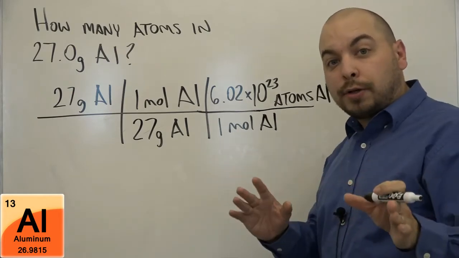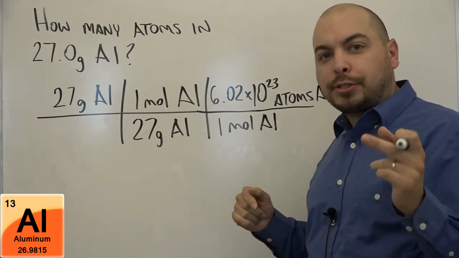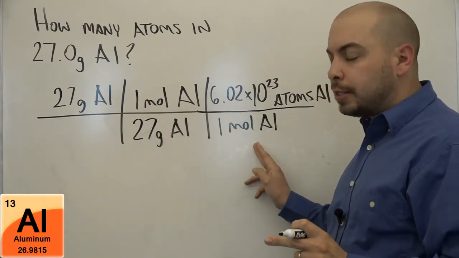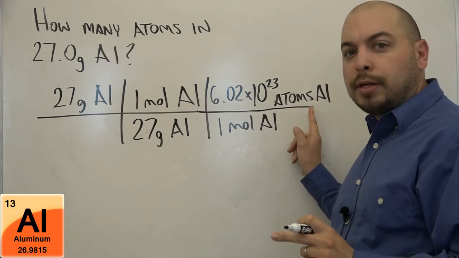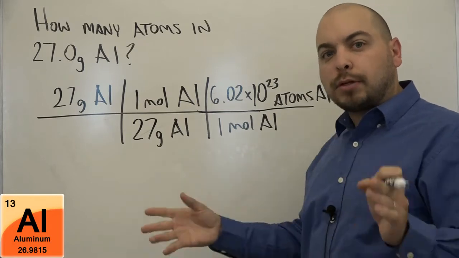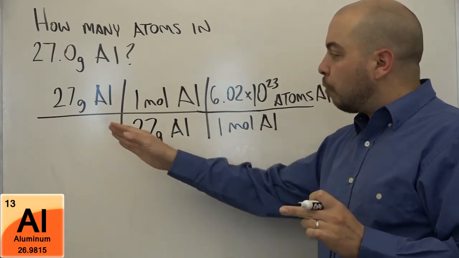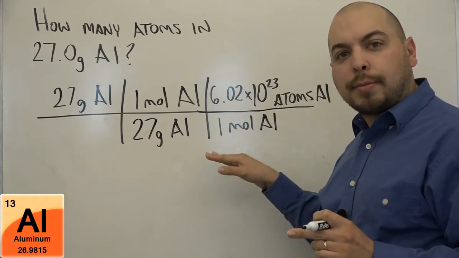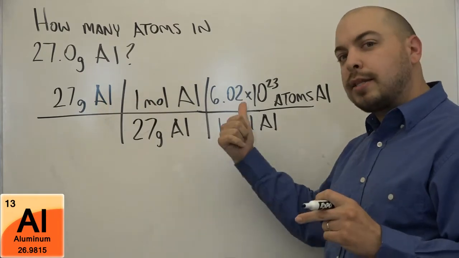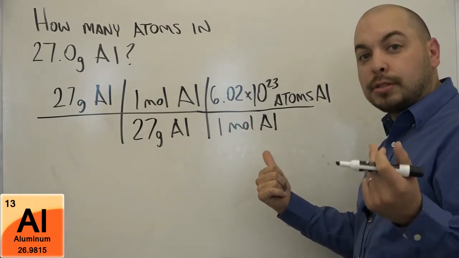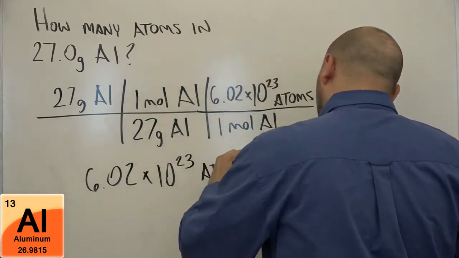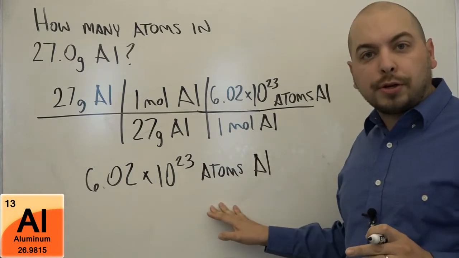Now, it's critical that you track your units in multi-step stoichiometric problems, because grams of aluminum are going to cancel, moles of aluminum are going to cancel, and we're going to end up in atoms of aluminum. If you do not cancel properly, you'll know immediately that you've done something wrong in terms of the steps of the problem. So if we multiply across the top and divide across the bottom, we'll see that 27 grams of aluminum solid have 6.02 times 10 to the 23rd atoms in that sample. So there you go.